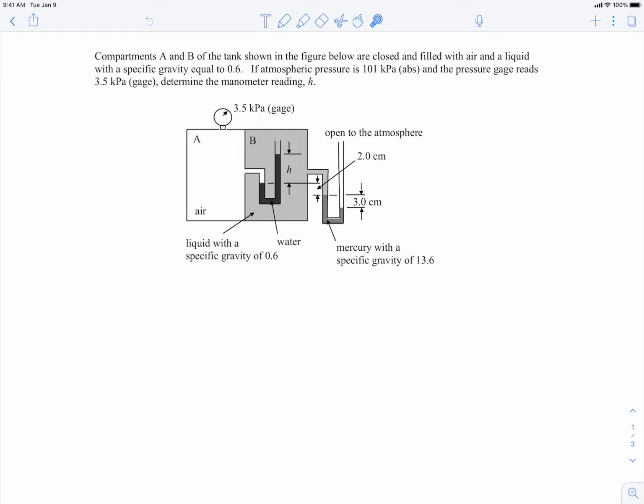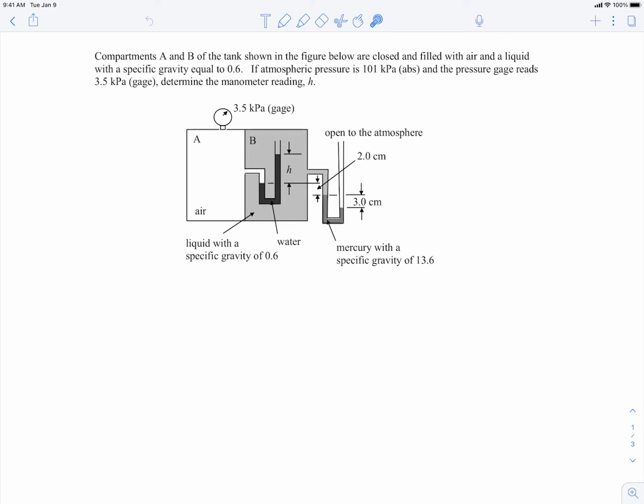If atmospheric pressure is 101 kilopascals absolute, that's the pressure out here in the atmosphere, and the pressure gauge reads 3.5 kilopascals gauge. That's this pressure gauge right here. Determine the manometer reading H. H is this distance here.